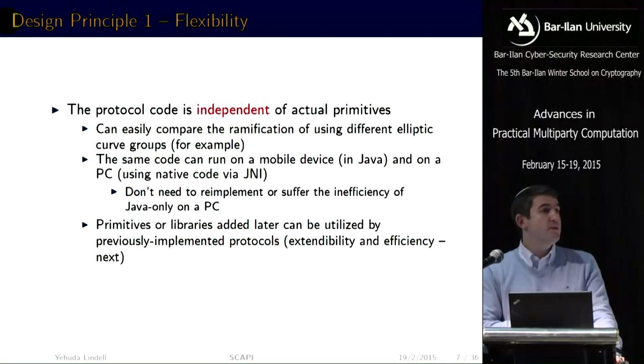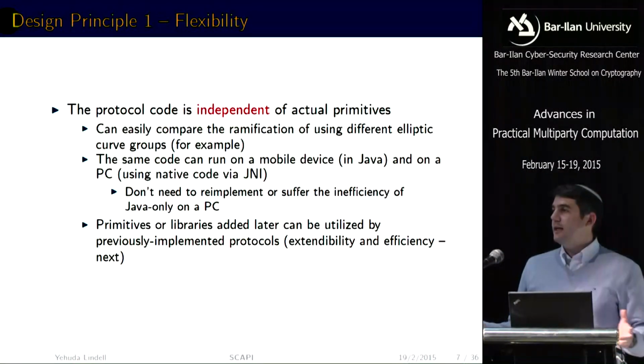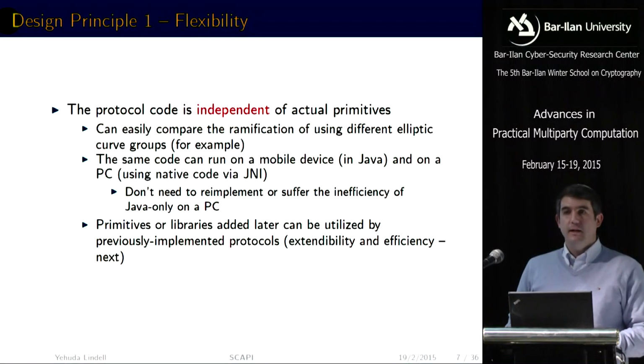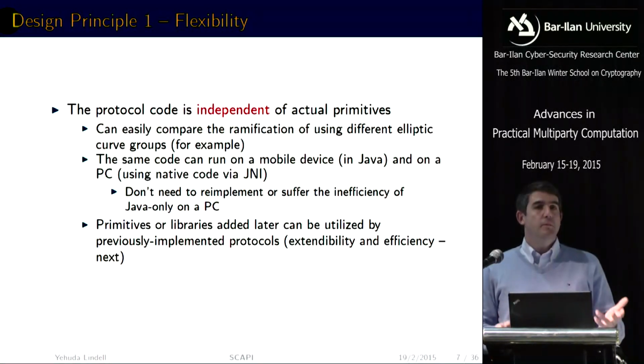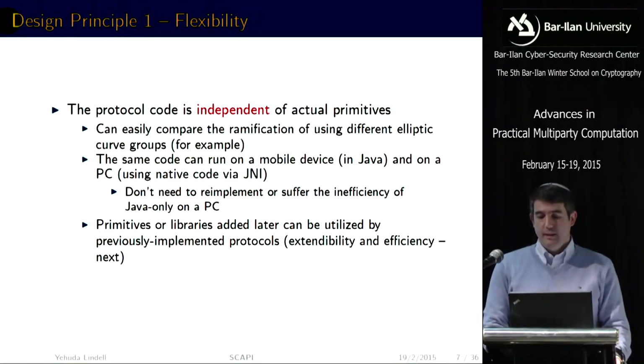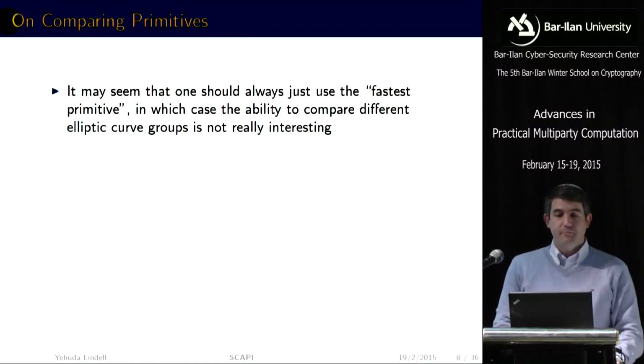The same code can also be run on different platforms, which is an advantage. And one of the biggest ones is that you can add primitives or libraries later on and just take that functionality by writing a wrapper for SCAPI, and the advantages of this new library will automatically be built into your new protocol. And that's a big advantage as more implementations and new libraries start coming out.